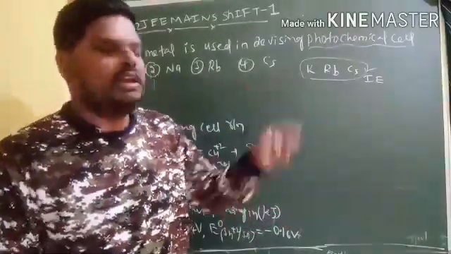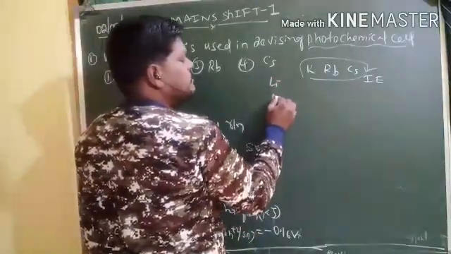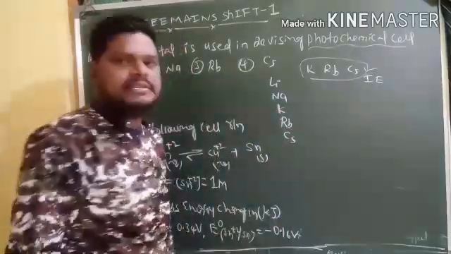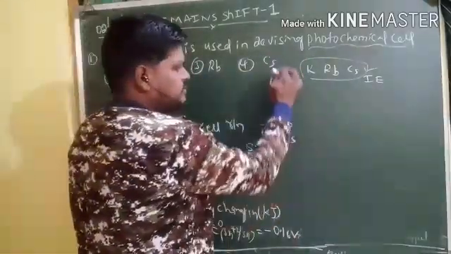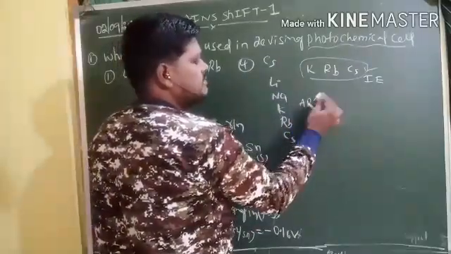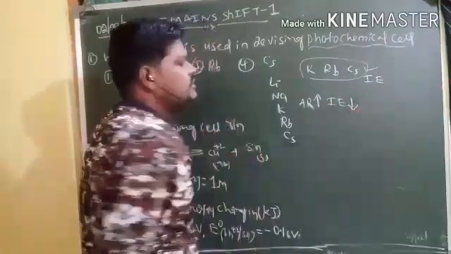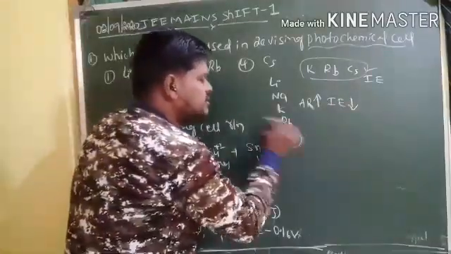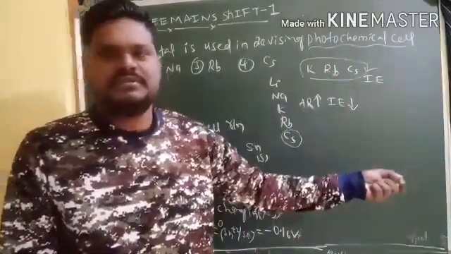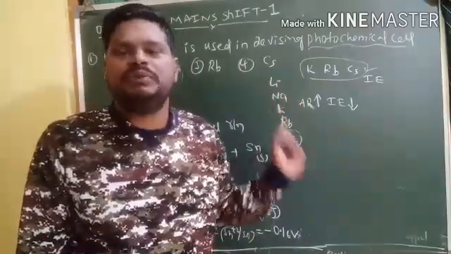That means group 1 elements, alkali metals, right? Lithium, sodium, potassium, rubidium and cesium. From top to bottom down the group, the atomic radius increases. That means ionization energy decreases. So here the least ionization energy is cesium. So cesium is ready to lose electrons. That's why cesium is the most electropositive element in this case.